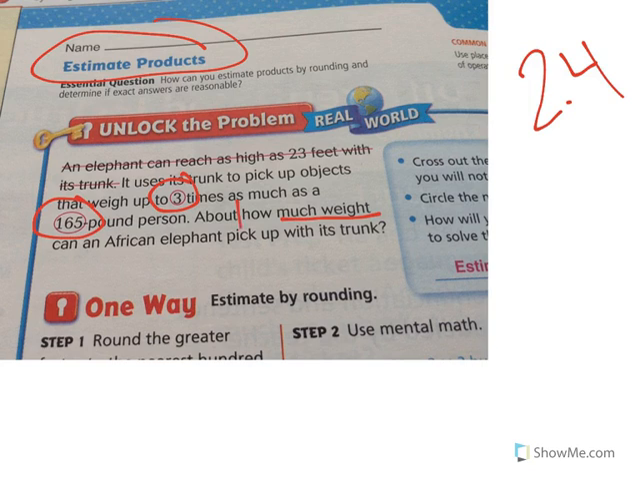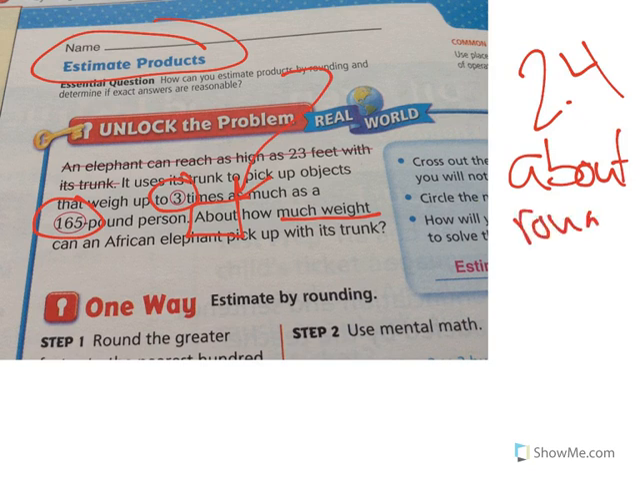See, and this is the word. When we estimate, it's just like rounding. They don't want to know the exact amount. They want to know about how much. So whenever your students see the word about, they need to know that you will round. So about means to round. So I hope you want as close to it as you can, but it doesn't have to be exact. So about how much weight can an elephant pick up with its trunk?